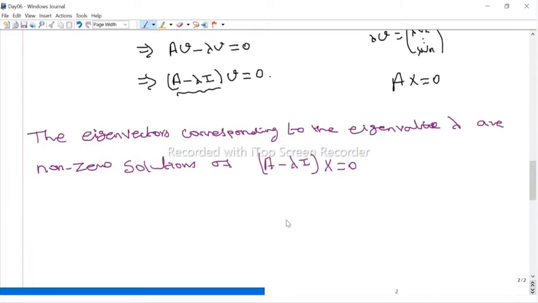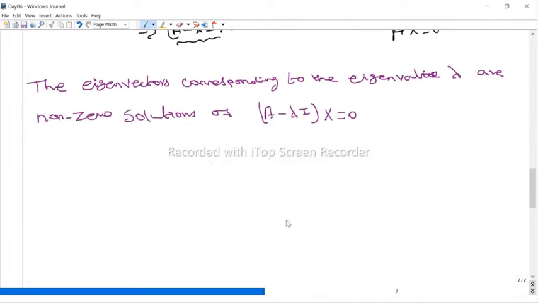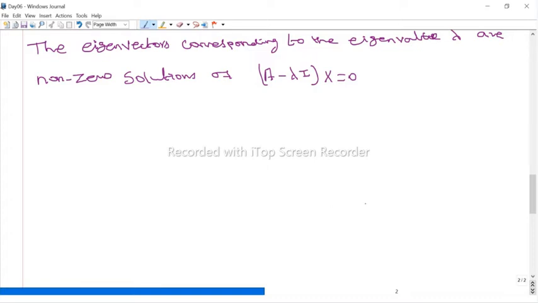We know how to solve this equation, right? Either you apply row reduced echelon form to reduce this complicated system into a simpler system, and then apply the back substitution or forward substitution method, and you will find the solution. We will discuss some examples to find the eigenvectors. For each eigenvalue we have eigenvectors, not only unique, it may be infinitely many.